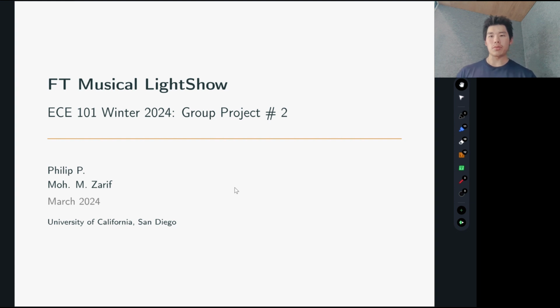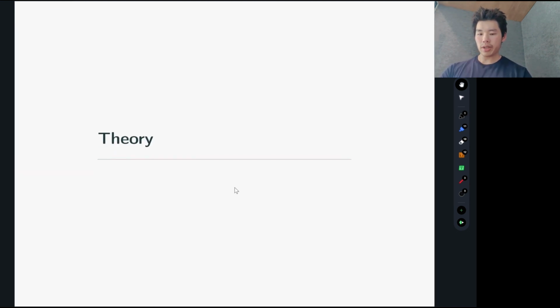And then we're going to go through an example of how we mathematically convert a CT signal to a DT signal, and then we get the output. Okay, so let's start with the theory.